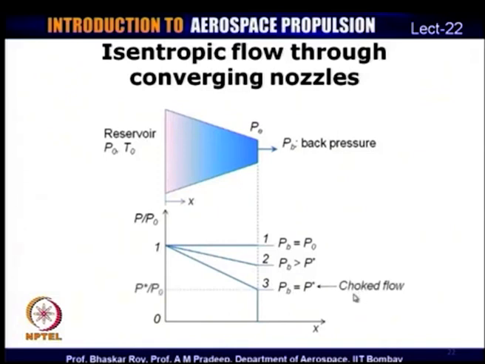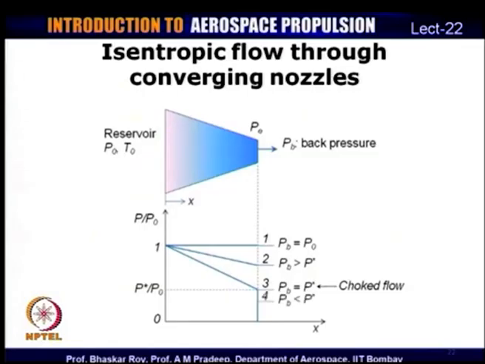If you reduce the back pressure even further, the Mach number at the exit of the nozzle does not change, it will remain the same. And so, the point when the back pressure is equal to the critical pressure is known as the choked condition or the choked flow, and the pressure ratio at that point is P star by P naught, and we have seen this depends only on the ratio of specific heats.